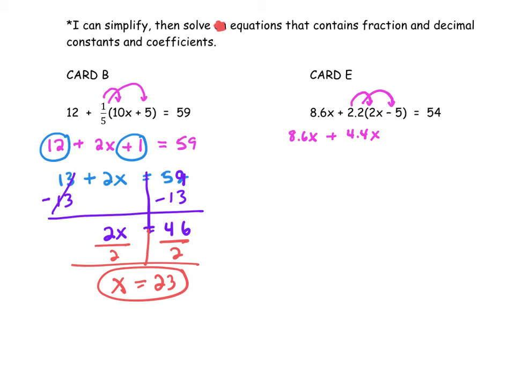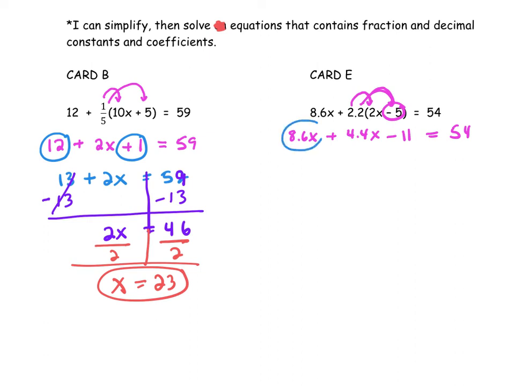Next, 2 and 2/10 times negative 5. We have to be super careful with that. Would be negative 11. And once again, we have a calculator. Be sure to use it if you have it. And on the other side is 54. So you can check that. Next, we're going to go on and we're going to combine like terms.